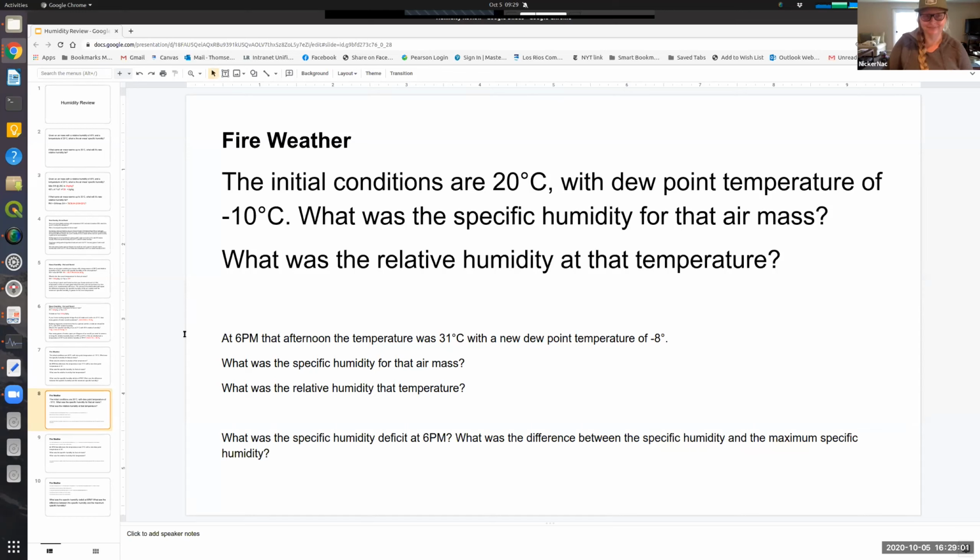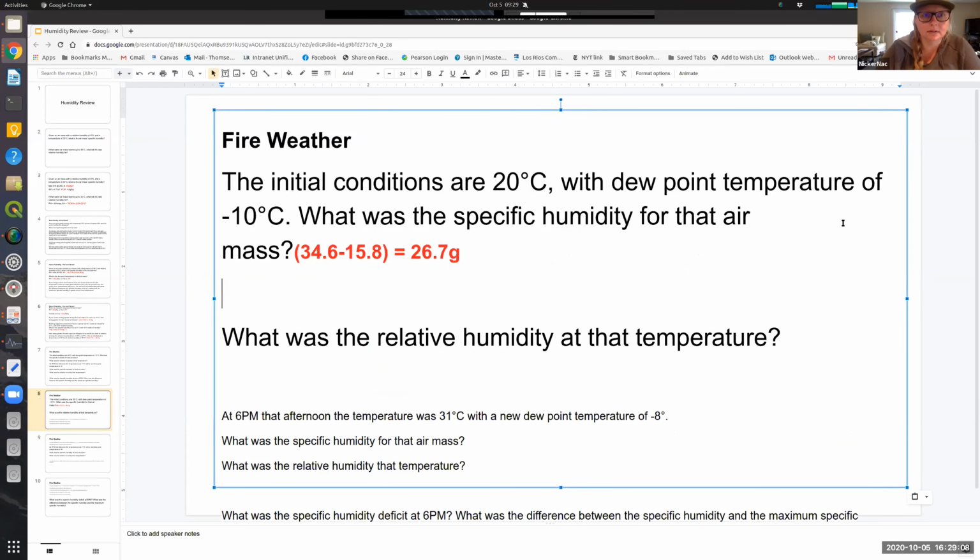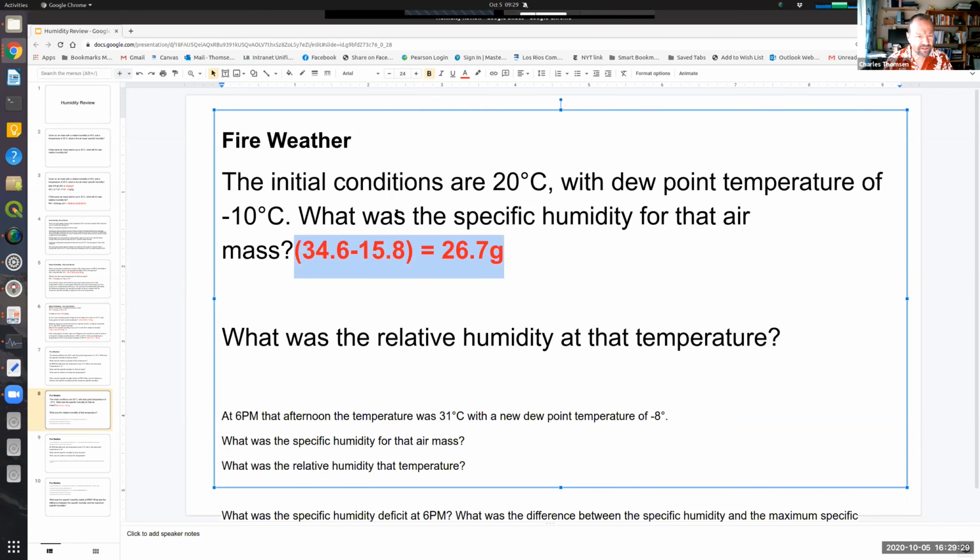Nice. Initial conditions, 20 Celsius, dew point of -10. What's the specific humidity? 20 Celsius is 0.8. Wait, what? Oh, that's because you copy and pasted. No, the copy and paste is wrong. I just wanted to keep the formatting. Ignore this, people at home. Okay, 20 degrees Celsius is 14.7.